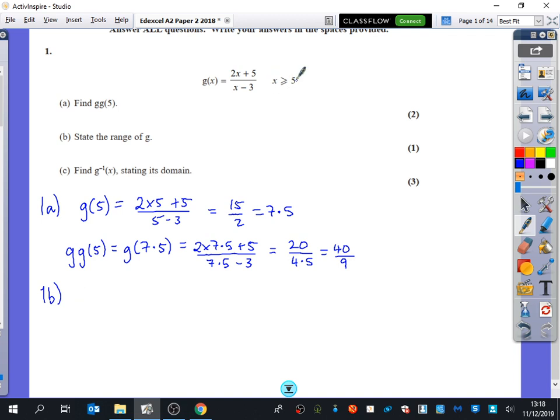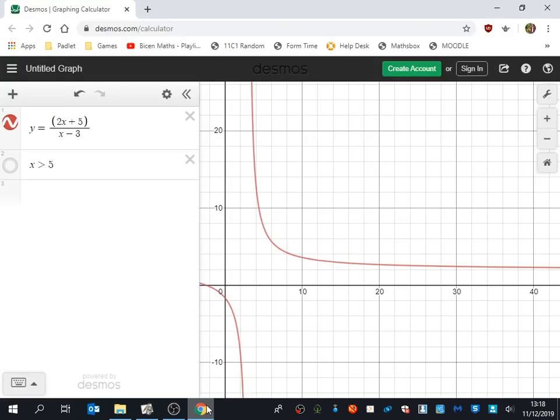So we've already been told the function. We've been told that the domain is that x is greater than or equal to 5. And we're trying to find out what the range is equal to. So the range is to do with the y-axis, okay? We're trying to think about what values you can possibly get on the y-axis. Many of you have got a graphics calculator, which will help you to see what's going on here. So what I've done is I've put the graph y equals 2x plus 5 over x minus 3 onto Desmos so we can see what it's looking like.